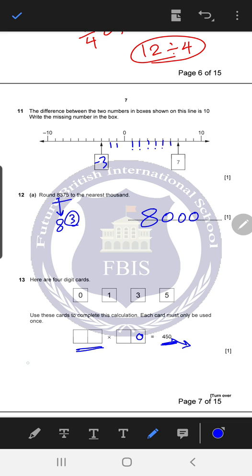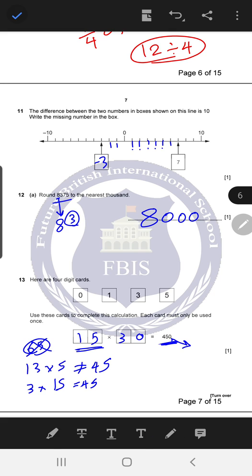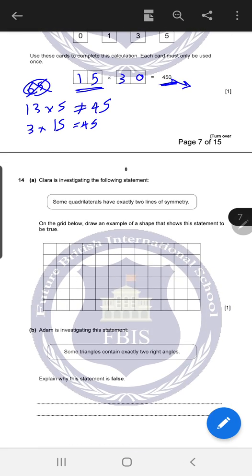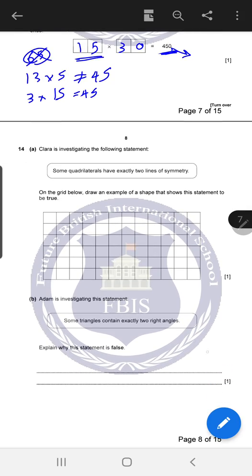You can try, for example, 13 by 5. It will not be 45. Sorry, 5 by 3, 15, 5 carry 1, 5 by 1, 5 plus 1, 6. It will be 65, but we need 45. So we can try 3 by 15. It will be 45. So we put 3 here and 15 like this. It's a try. If you didn't get the correct answer, try a different combination of numbers.